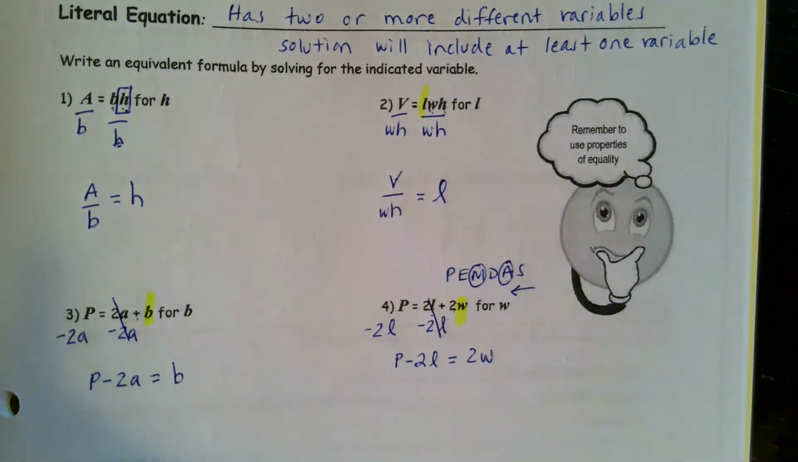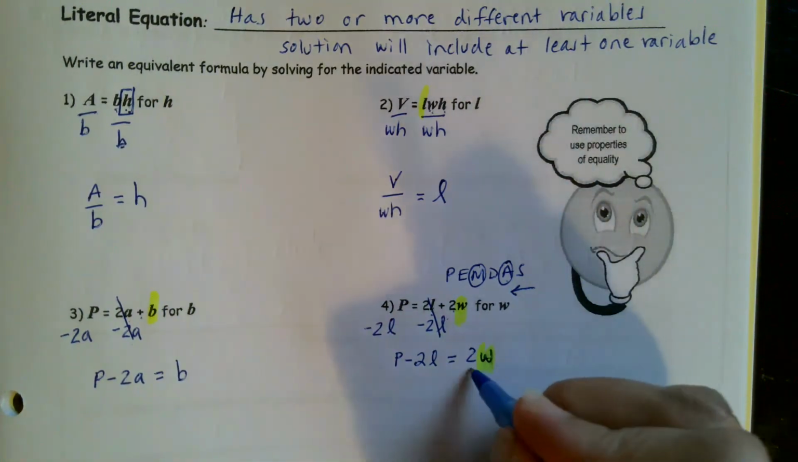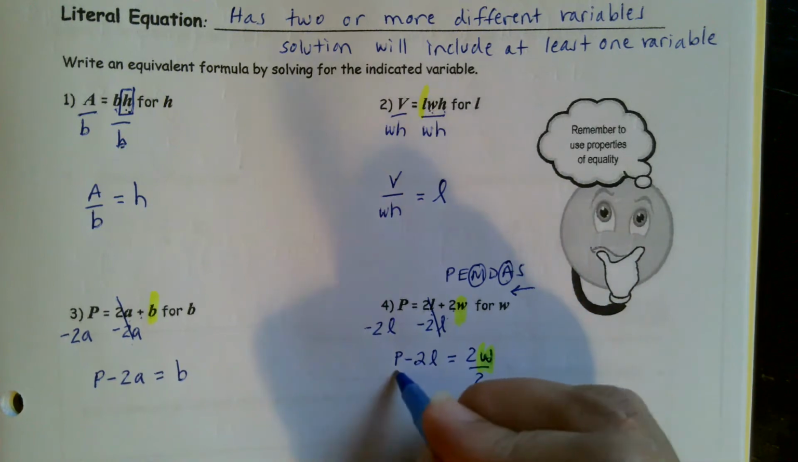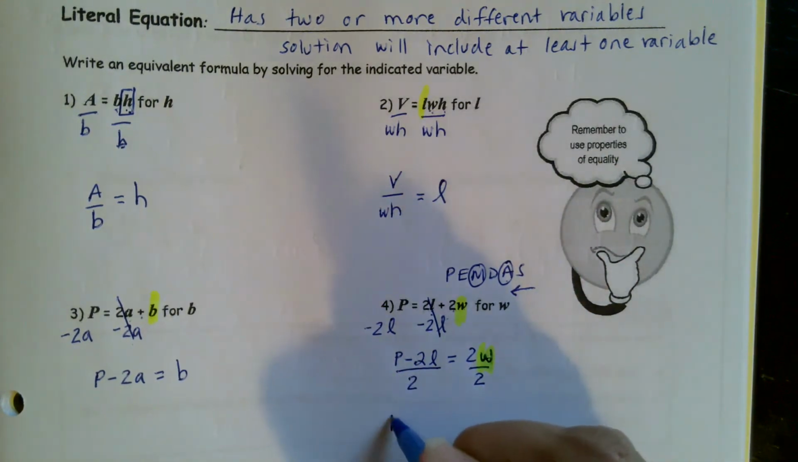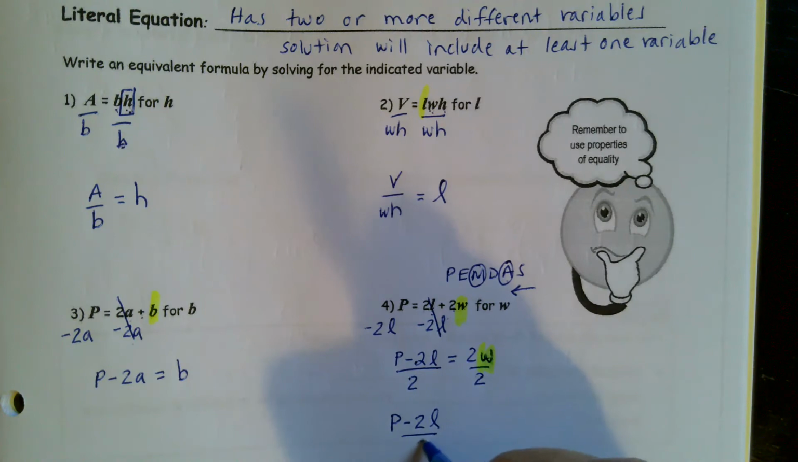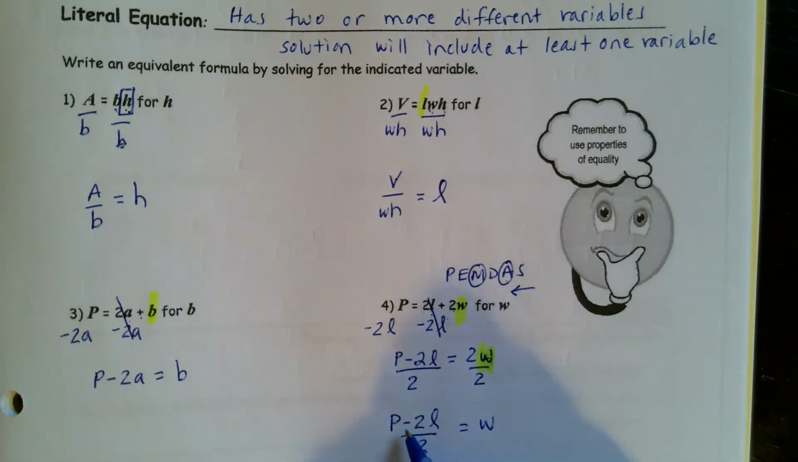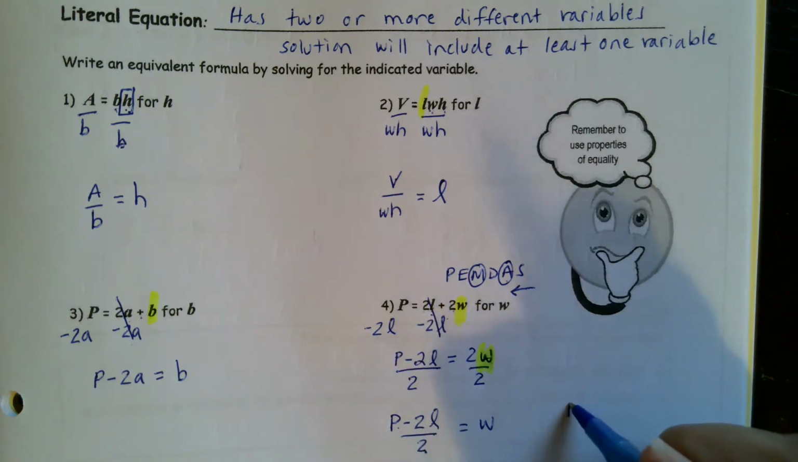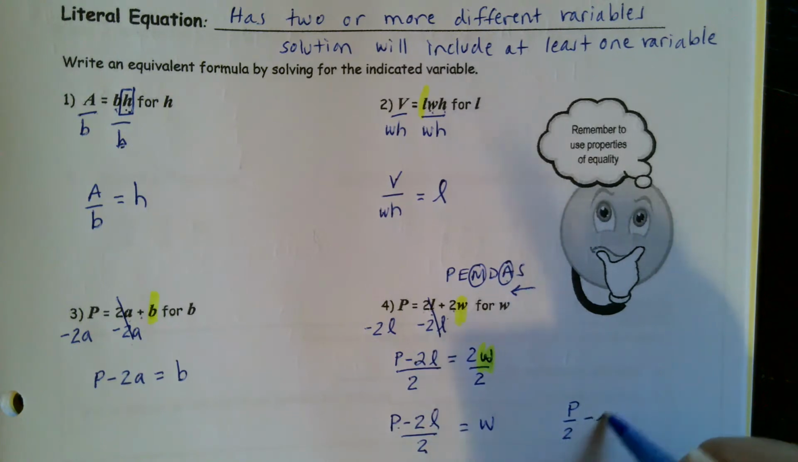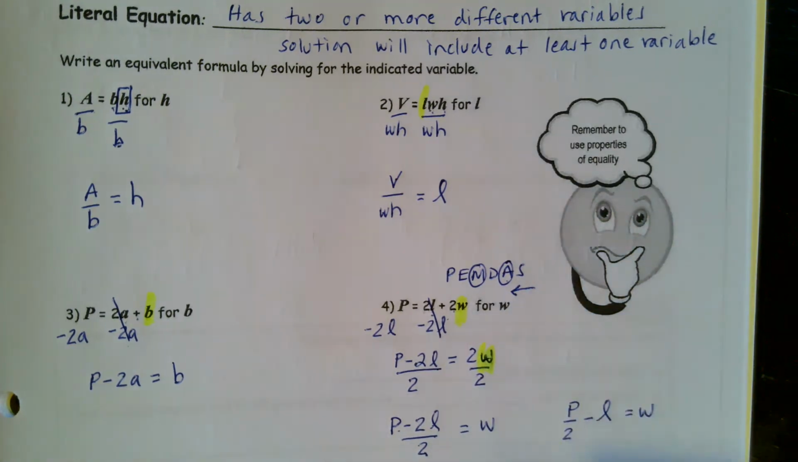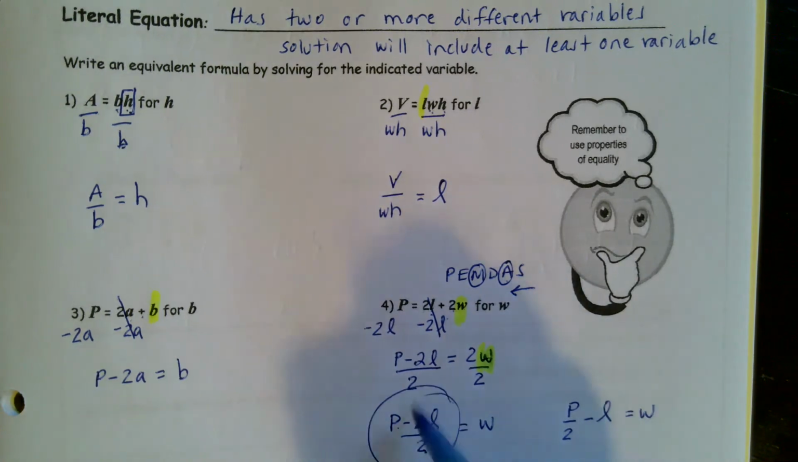Well, I'm almost there, but I still need to isolate W. And instead of multiplying by 2, I'll divide by 2. Whatever I do to one side, I'll do to the other. So P minus 2L over 2 equals W. I could decide to divide this, but if I did, I have to divide each of these terms by 2. So I could say P over 2 minus L equals W. But if you wanted to leave it like this, you are fine.